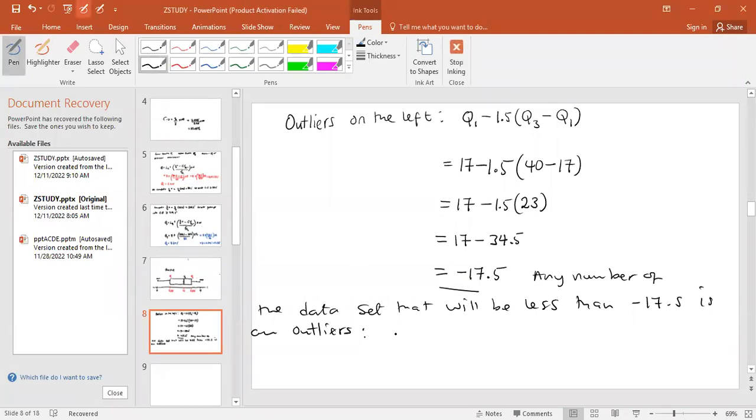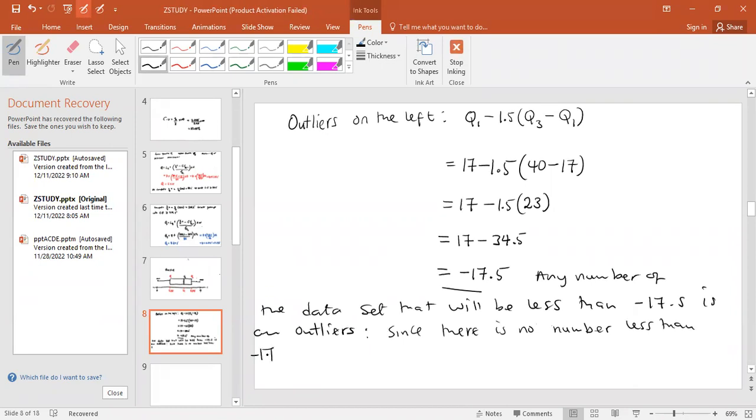Since there is no number less than negative 17.5, we have no outliers on the left. So that's how you check for outliers on the left.